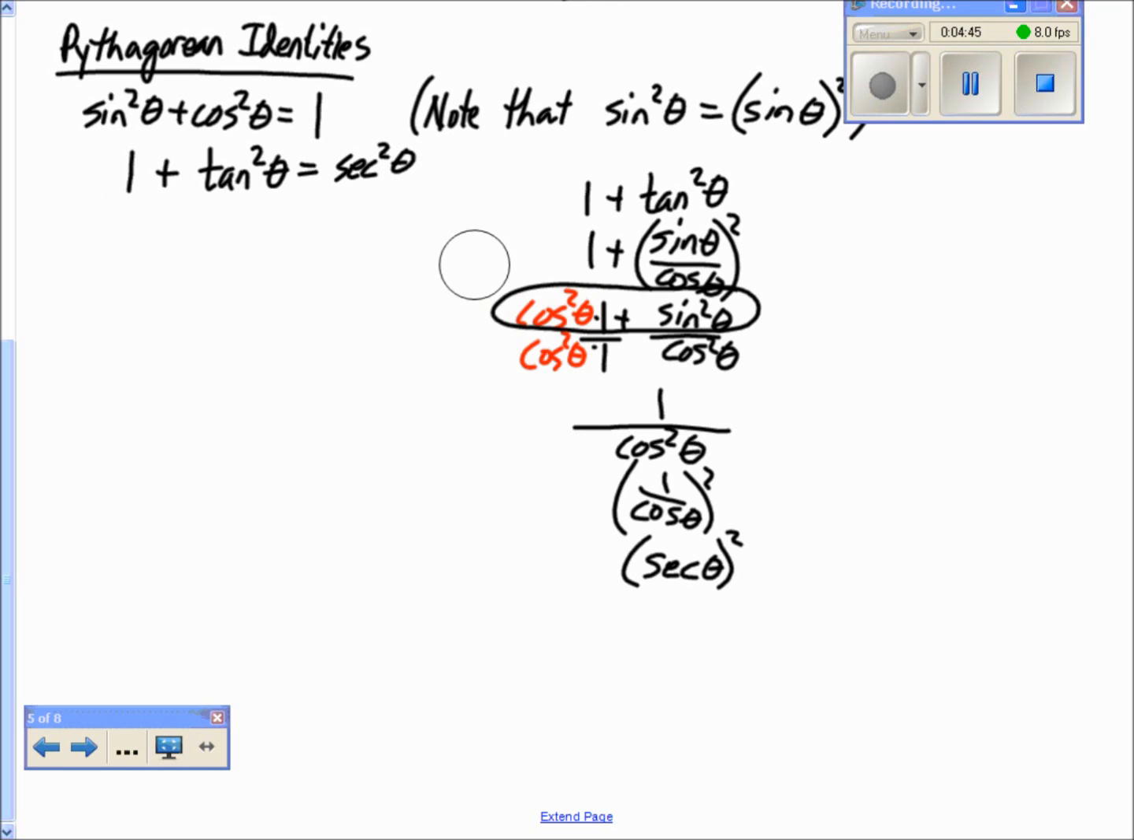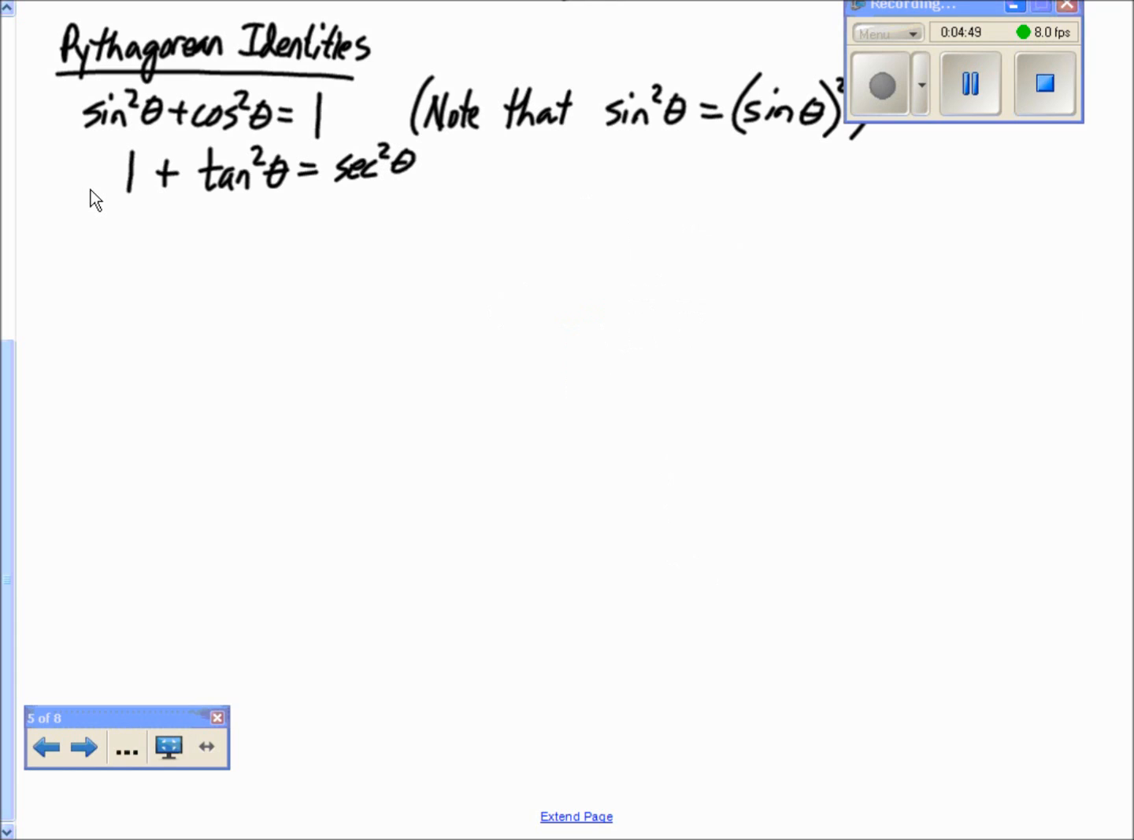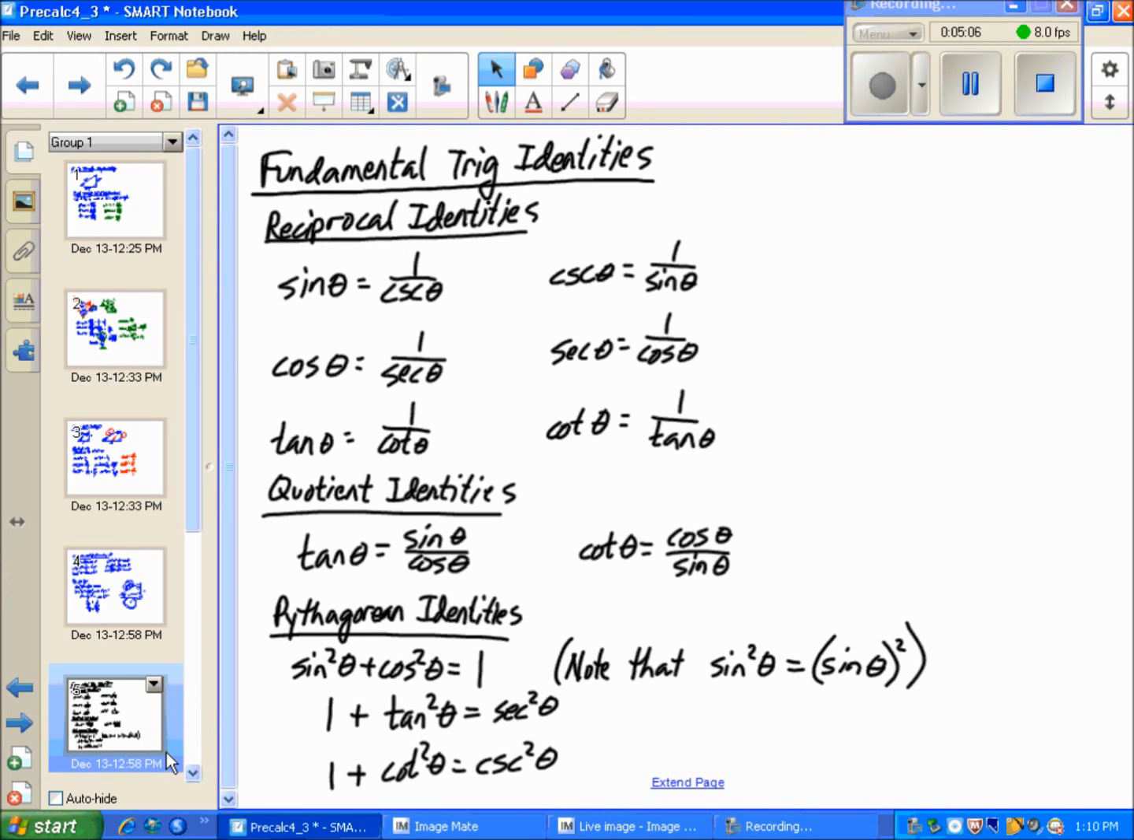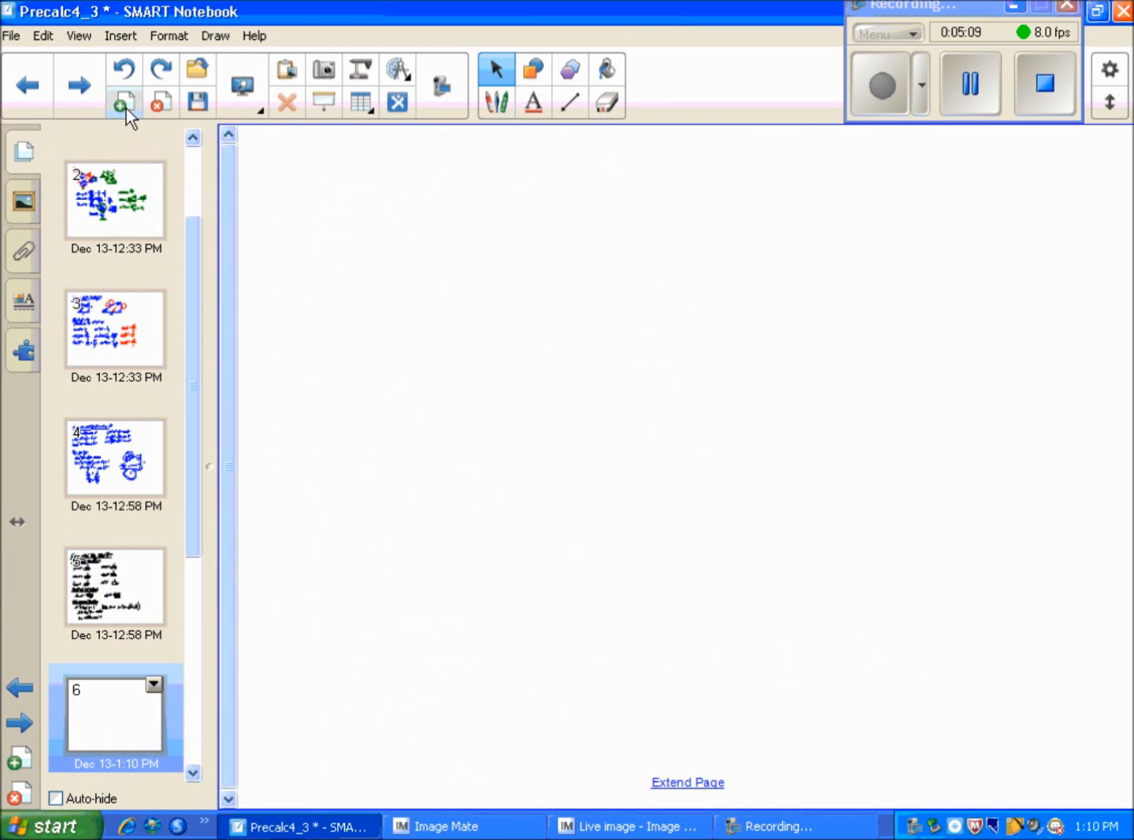Let me actually erase those again. Yes, worked this time. One more of those Pythagorean identities: 1 plus cotangent squared is the cosecant squared of theta. All right. Let's move on to another one here. Different problem. Let's use some of those identities.